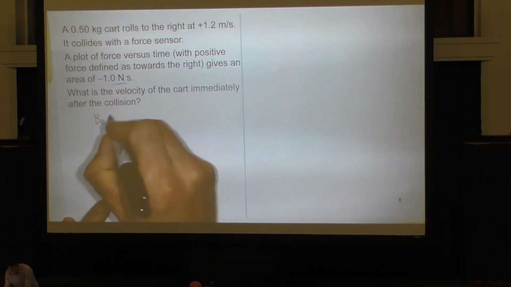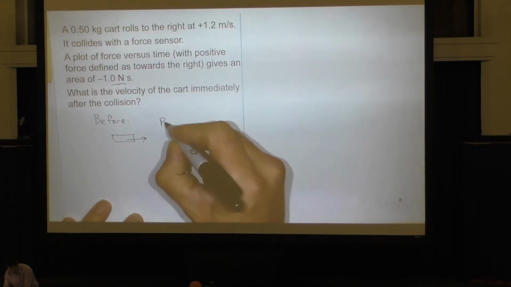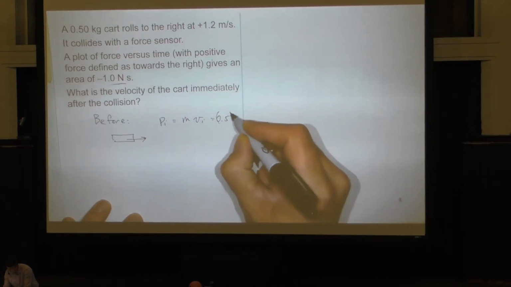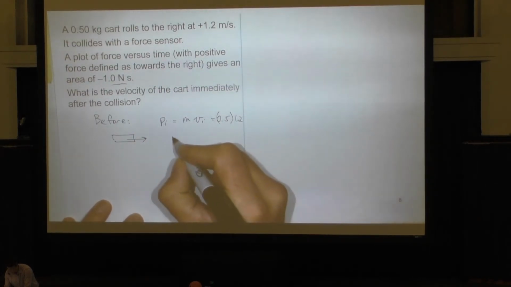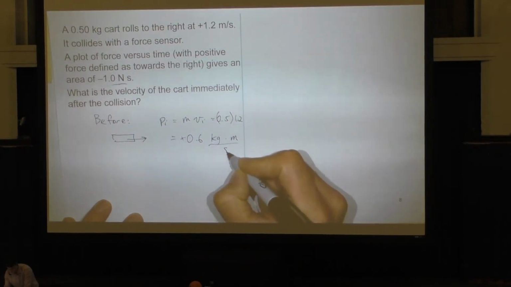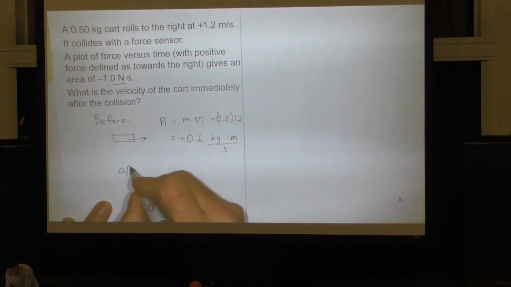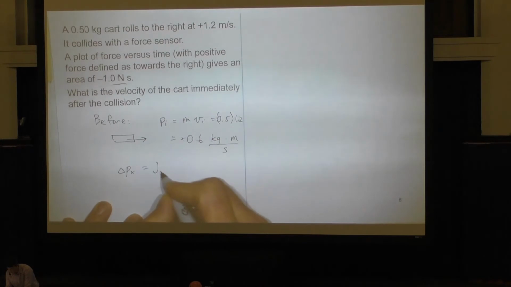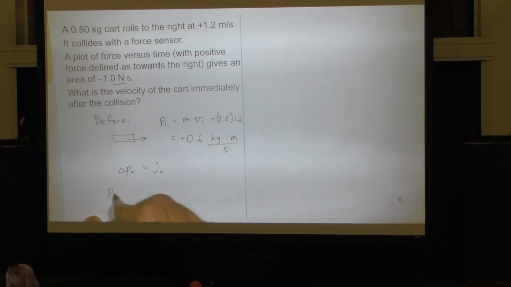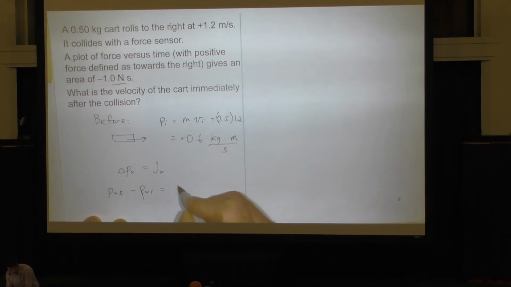So before, you've got this cart flying along like that. And P initial is equal to the mass times v initial, which is equal to 0.5 times 1.2. So it's half of 1.2, so it's equal to plus 0.6 kilograms meters per second. And then we've got the impulse momentum theorem, which is delta p x equals J x. Okay, and so this delta means the final, p x final minus p x initial is equal to J x.